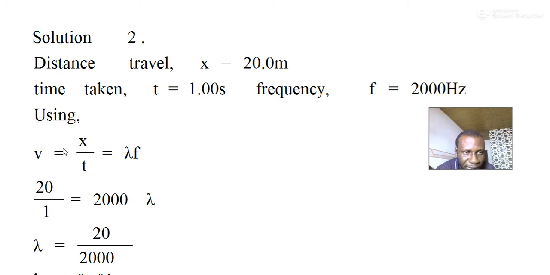So we compare these two terms, and if we do that, 20 over 1 is equal to 2000 times wavelength, where f is 2000, x is 20 and t is 1. So we solve by cross multiplying and then dividing both sides by 2000, which gives wavelength as 20 over 2000. In the end we get 0.01 meters as the answer.